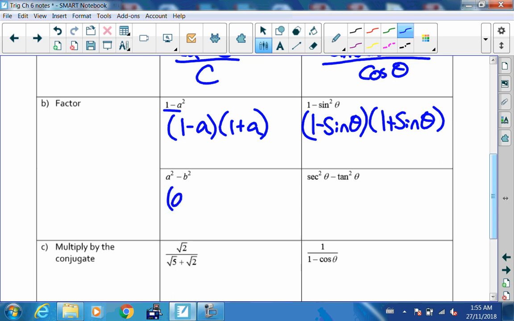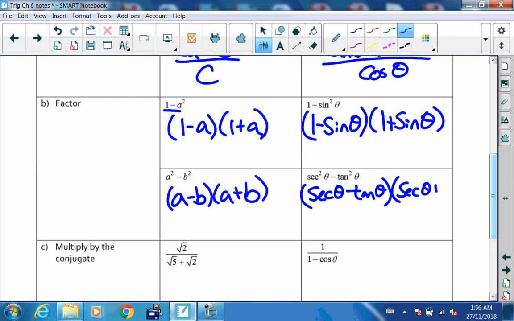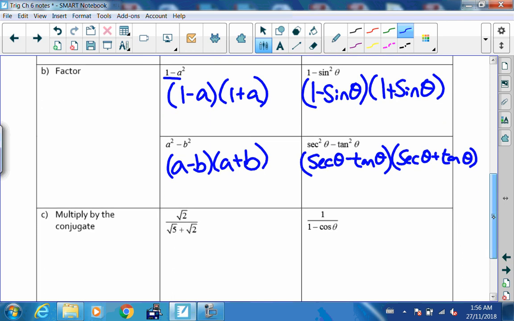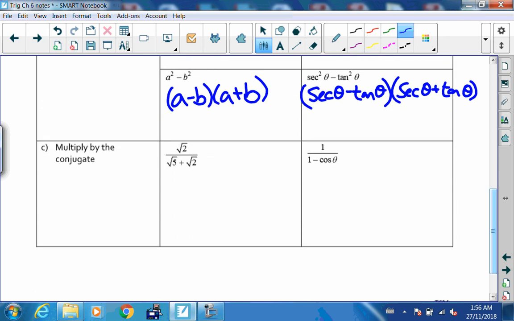A squared minus b squared is going to be a minus b times a plus b. Secant squared theta minus tan squared theta is going to be secant theta minus tan theta, and secant theta plus tan theta. Now, multiplying by the conjugate, which we've used already as a tool in rationalizing our denominator. So when we've done things where we're saying, hey, rationalize the denominator of this thing, we've already used this strategy or this tool to accomplish that task.